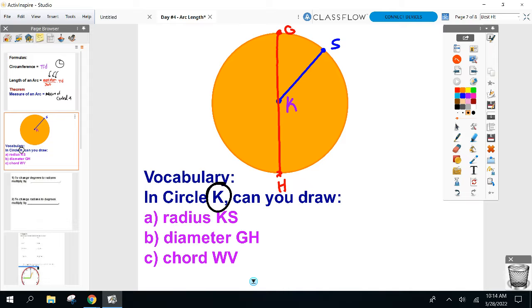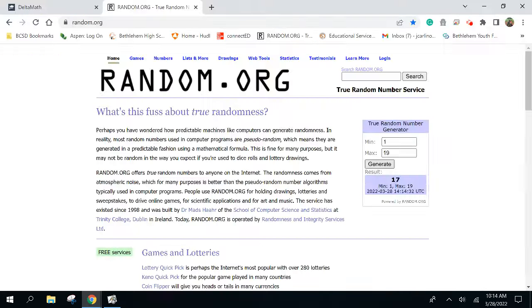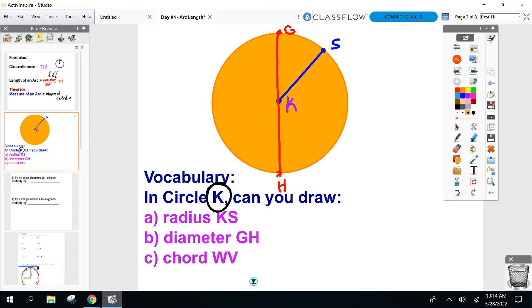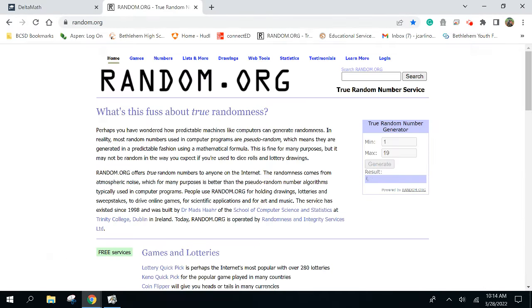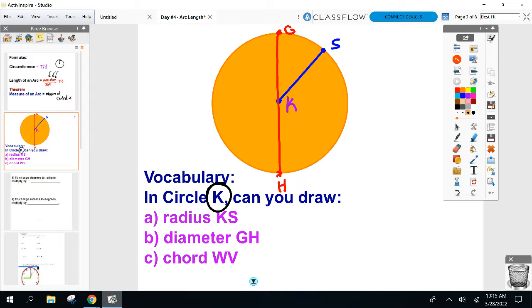And then finally, chord WV. What was the question? Chord WV. It just has to go from one side to the other. Can it go through the center? Yeah, that's okay. Diameters are chords. All right, questions.